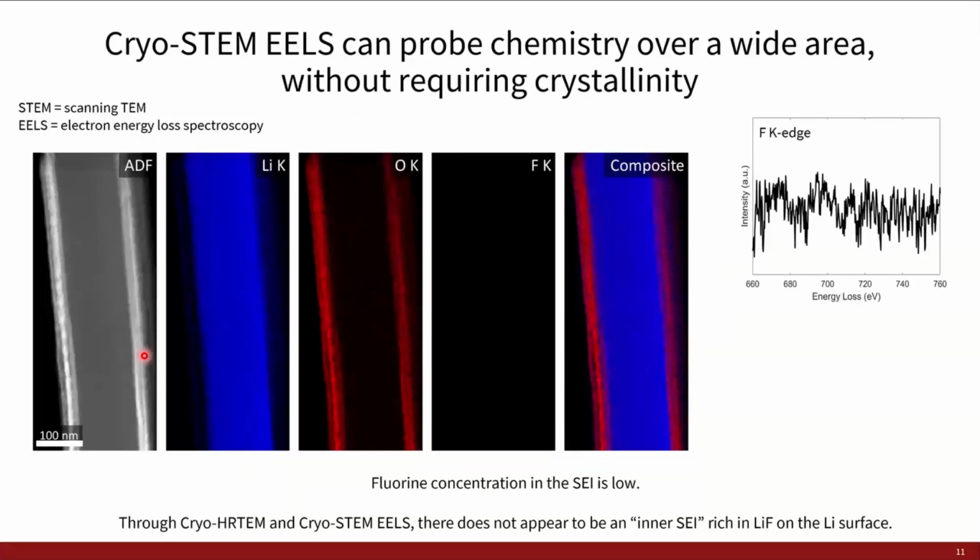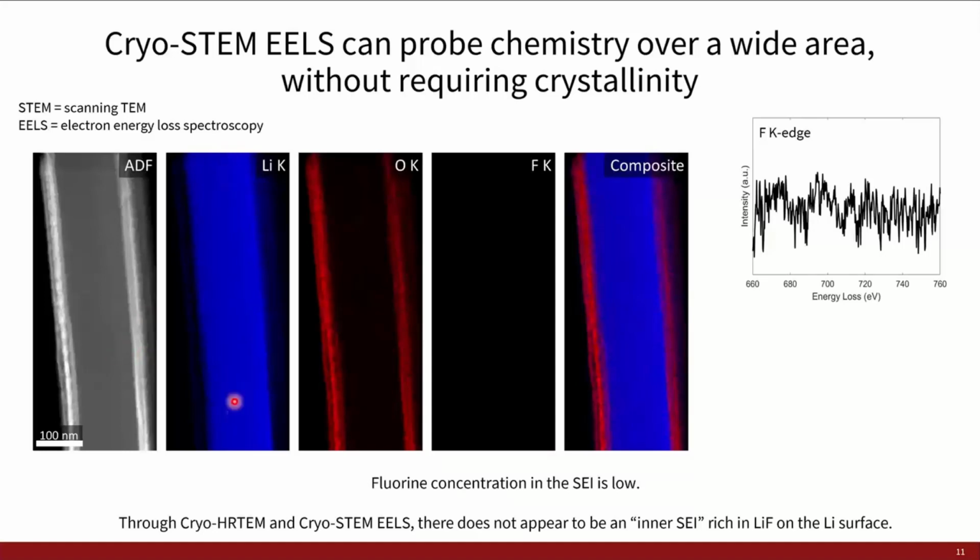So we can take advantage of the rich spectroscopic capabilities of the TEM and use scanning TEM coupled with electron energy loss spectroscopy, all done cryogenically to mitigate beam damage, to see if we can detect any fluorine signal across a larger section of this lithium filament. Through this kind of cryo-STEM EELS mapping, we can see, first off, we're getting very good detection of lithium and oxygen, namely because, of course, there's a lot of lithium in the sample, but also EELS is very sensitive to light elements such as lithium, oxygen, and fluorine.